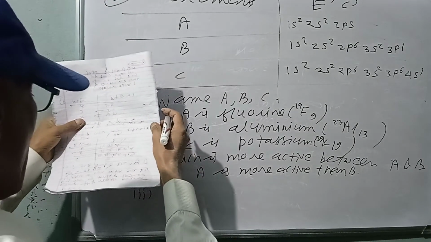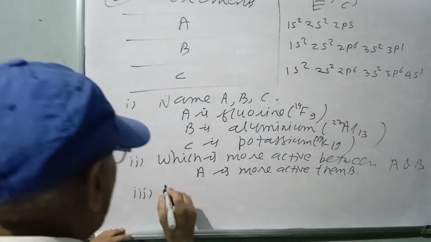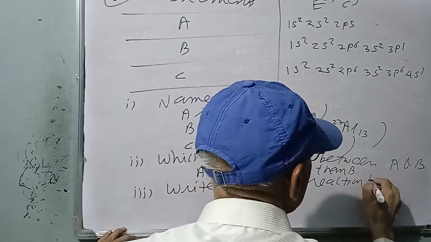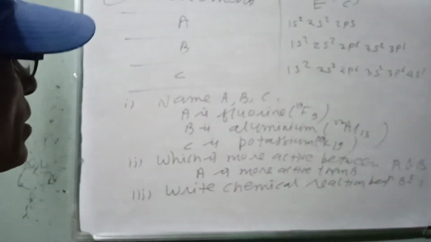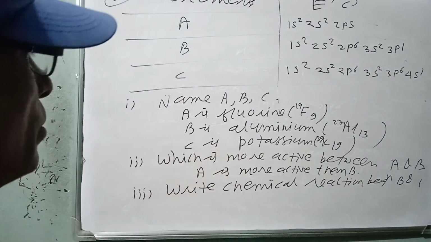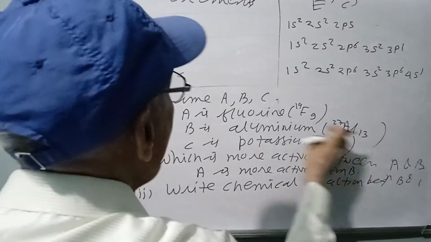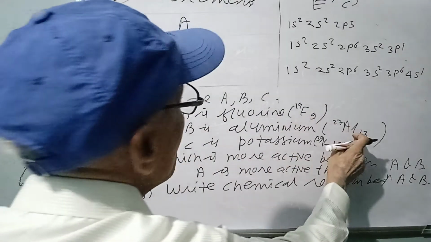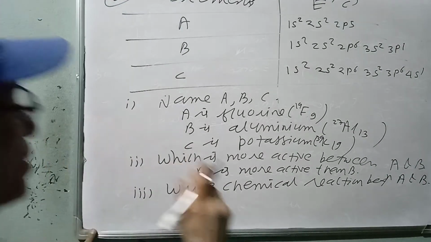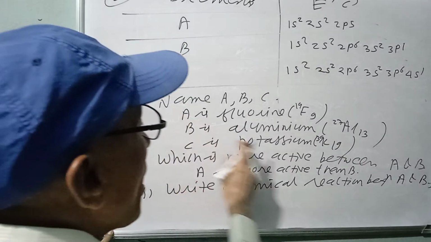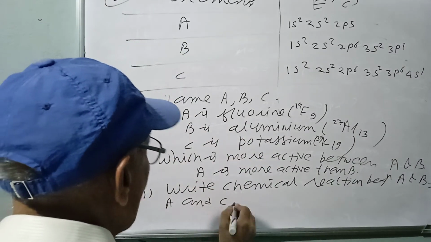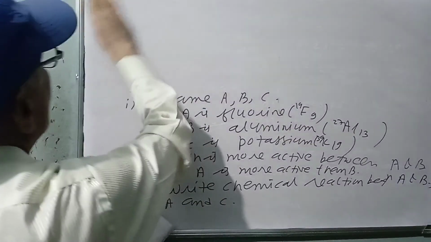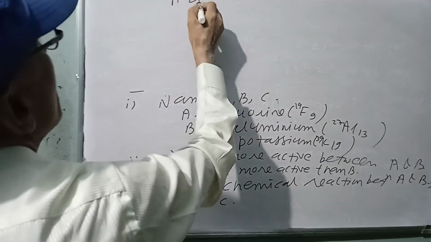Now write the chemical equation for the reaction between B and C. B and C don't react. Reactions happen between A and B, or A and C. A is fluorine, B is aluminium. What kind of chemical reaction is between A and B?